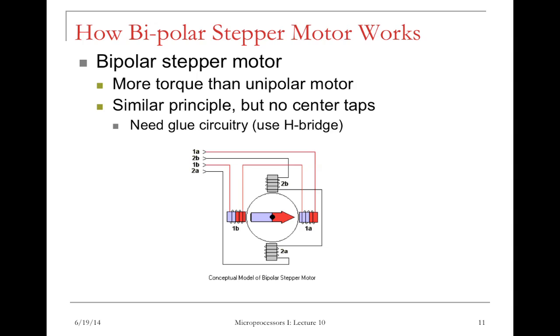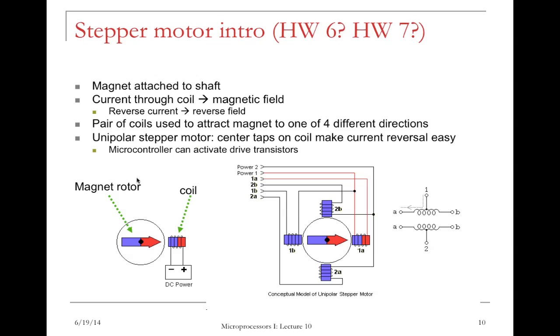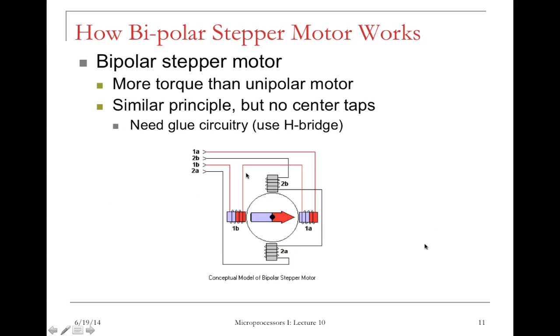And it is a similar principle, but there's no center taps. If you look at the previous one, there's a center tap, power 1 to here. That's the center tap in this coil. In a bipolar step motor, we don't have the center tap. But we do need to have some peripheral circuitry, typically called the H-bridge, to provide enough current so that we can charge both coils at the same time.